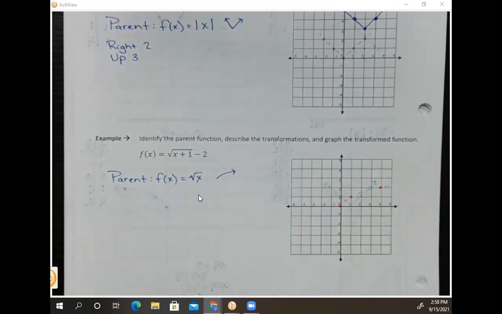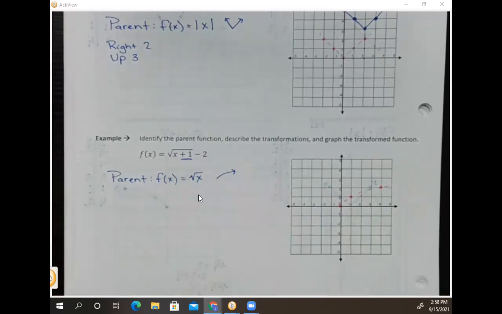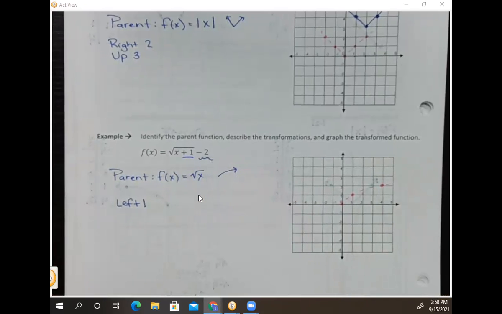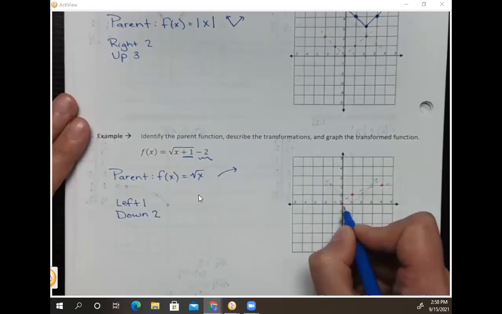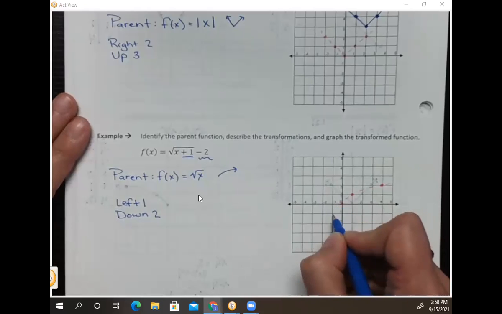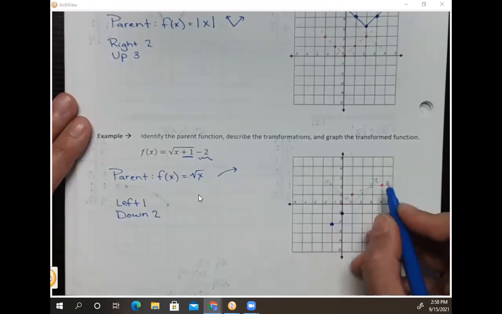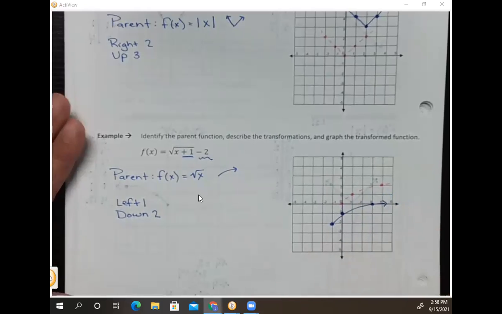And now I want to talk about how I'm changing that parent graph. So this +1 under the root, grouped in with x, goes to the left 1, very good. And then how about the -2 at the end? Goes down 2. Okay, so I'm going to take this point and move it left 1 and down 2. I'm going to take this point and move it left 1 and down 2. I'm going to take this point and move it left 1 and down 2. And there's my new graph.